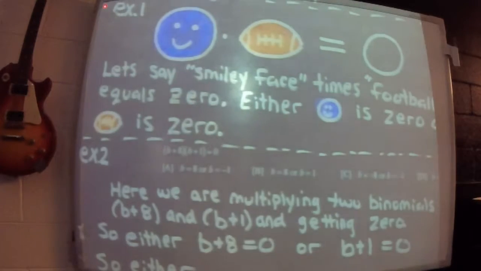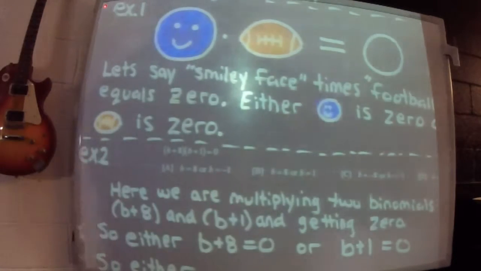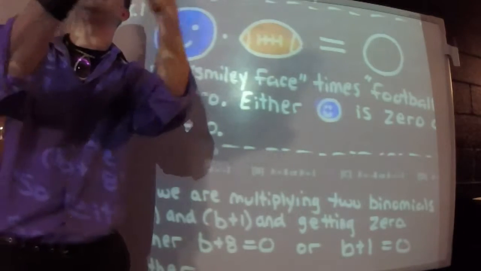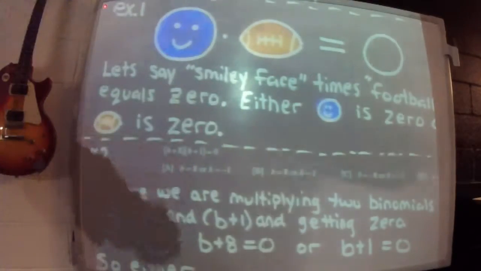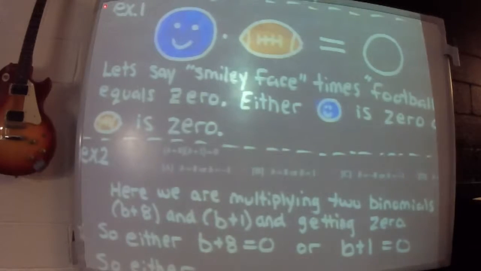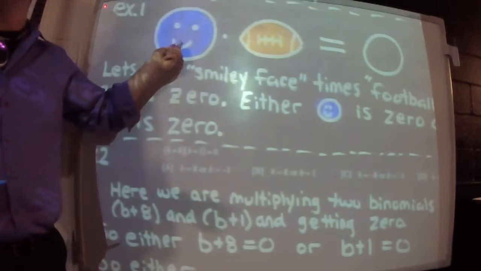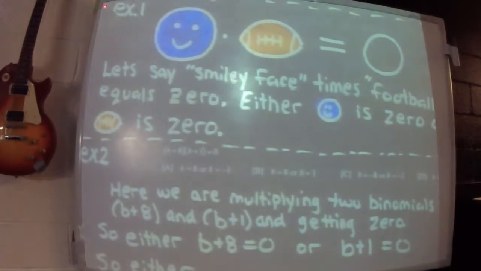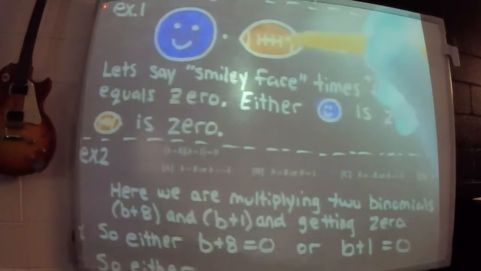If you're multiplying two things, and that's why I just did things, because we see so many numbers and so many x's, anytime that you are multiplying two things, and in here it's a smiley face and a football, if I multiply these two things and somehow I get 0, the only way that you can multiply two things and get 0 is if one of these things, either the smiley face or the football, is 0.